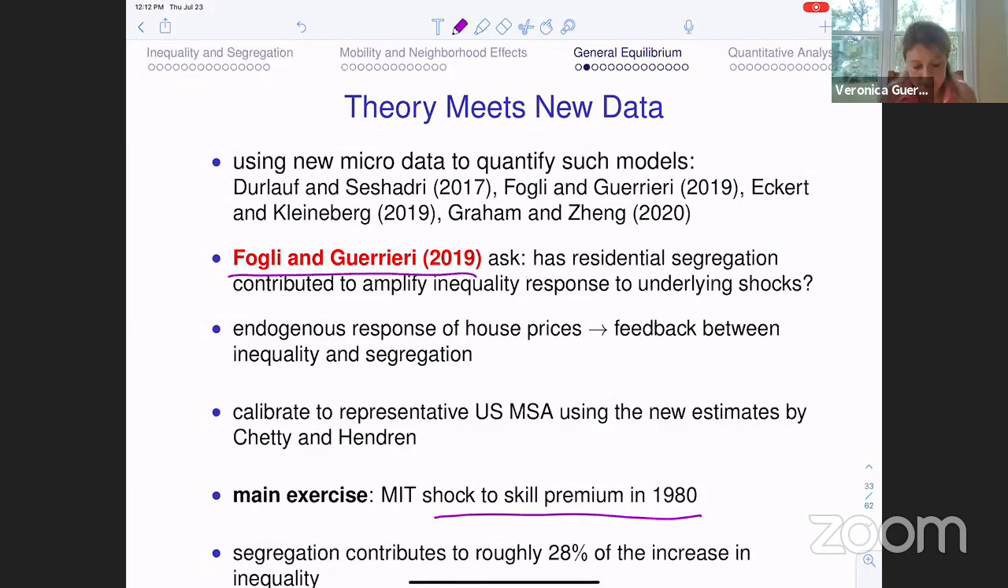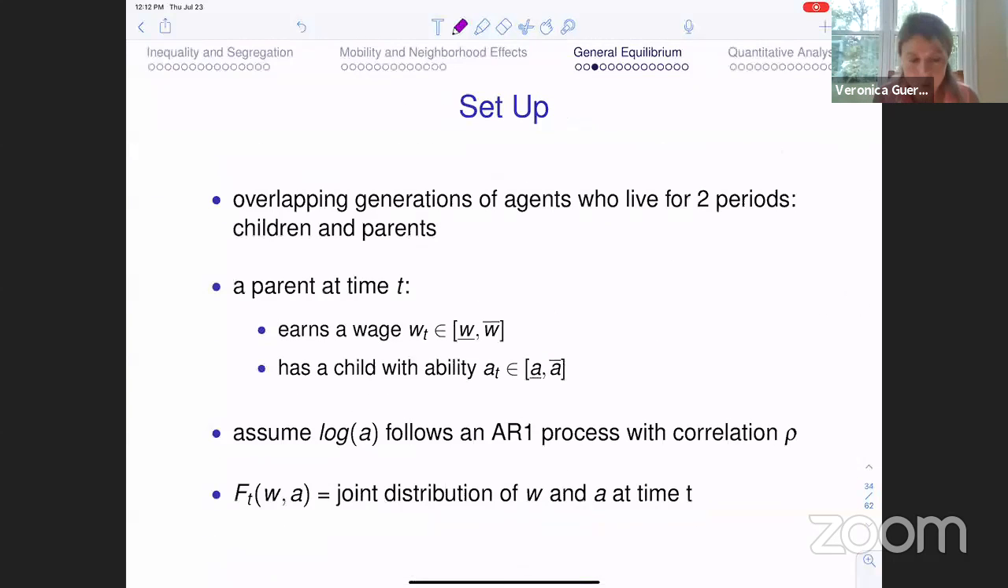And what we show is that, unfortunately I don't think you see the last bullet in the slides, but what we show is that segregation contributes to roughly 28% of the increase in inequality in our calculations. So let me show you the model first, and then how we try to bring the model to the data, and how we try to use this new data to answer this question about inequality.